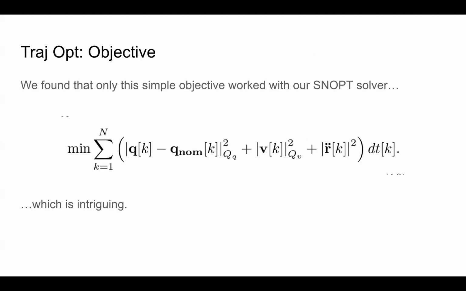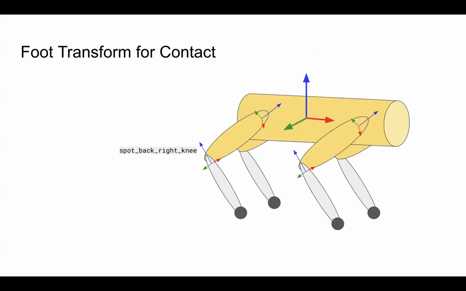For the objective, we found that only this simple objective worked with our SNOPT solver, which is not this here. It's actually just the constraint on the positions. So this is intriguing, and we want to look into this later.